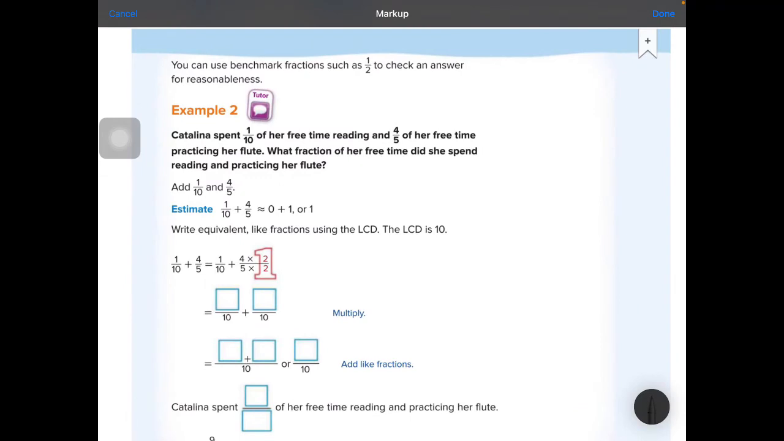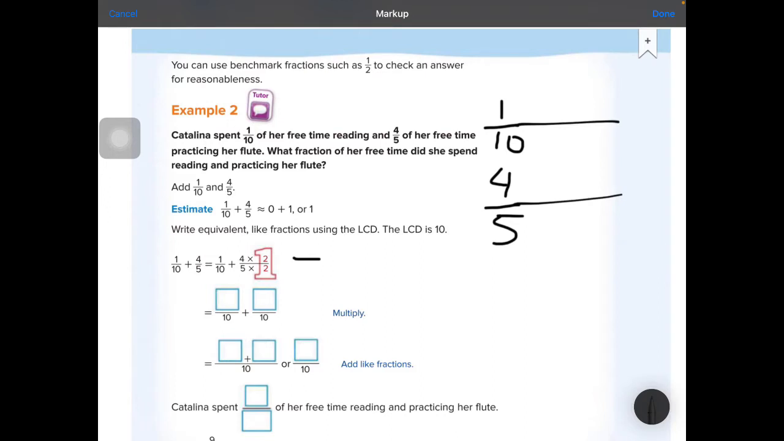Example 2. Catalina spent 1/10 of her free time reading and 4/5 of her free time practicing her flute. What fraction of her free time did she spend reading and practicing her flute? So we can tell from the terminology that we are adding. So we're adding 1/10 to 4/5. And here they did it the Math Antics way. I'm going to stack it because that's my favorite way. You choose your strategy that is best for your learning style.